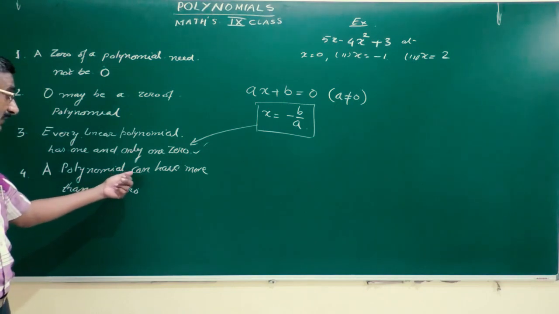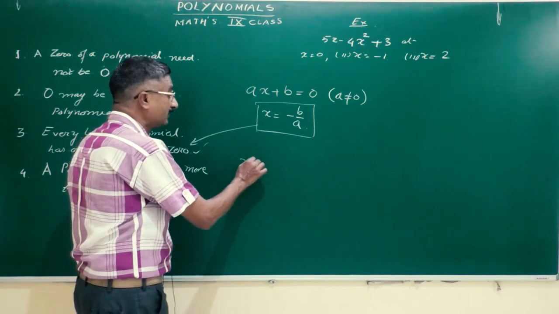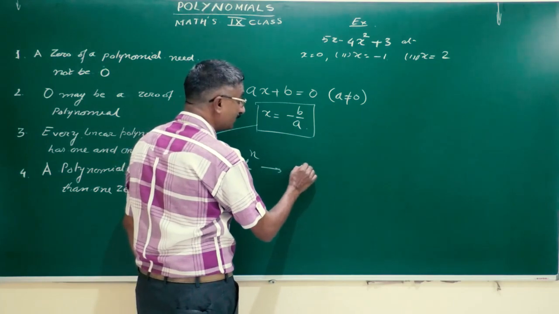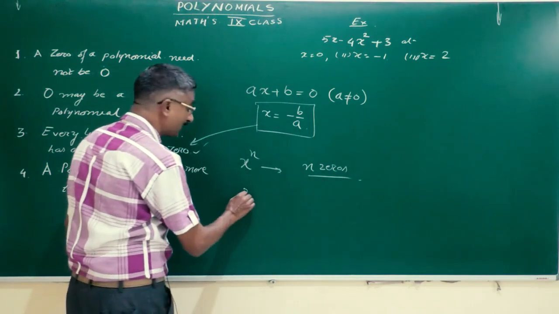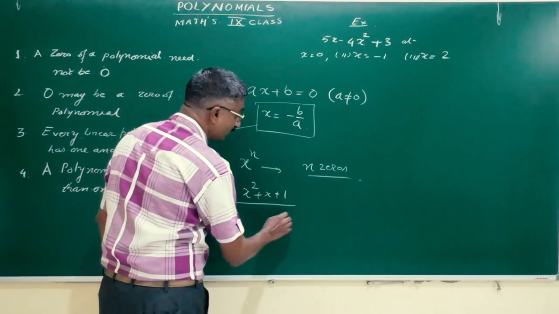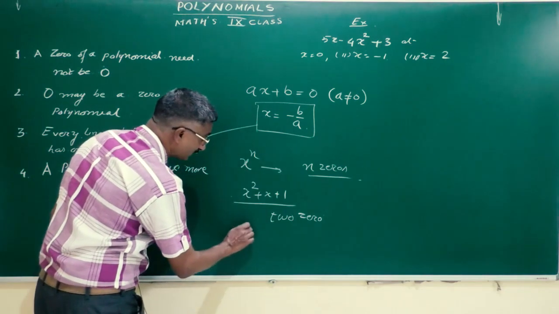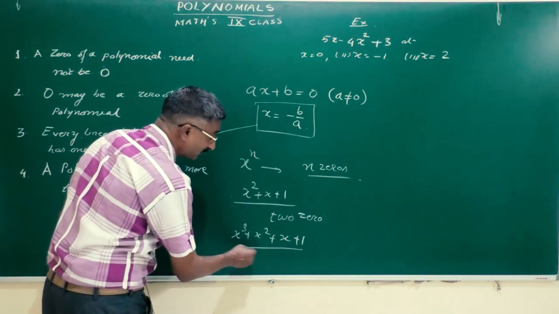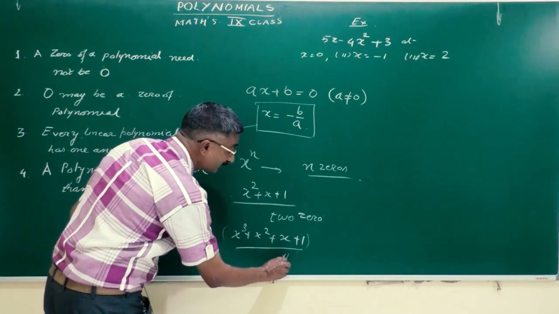A polynomial can have more than one zero. It means if the degree of the equation is n, then you will have n zeros. Suppose you have the equation x square plus x plus 1, so you will have two zeros. If it is x cube plus x square plus x plus 1, I am just taking an example, do not think this is a standard equation, so there are three zeros.